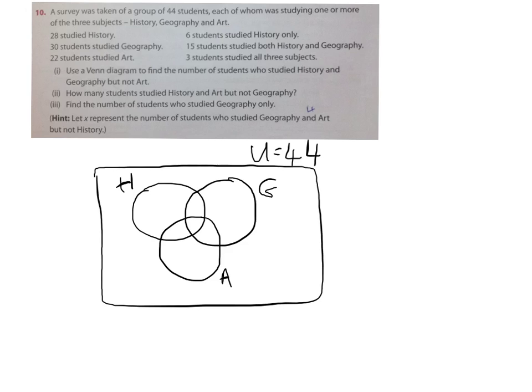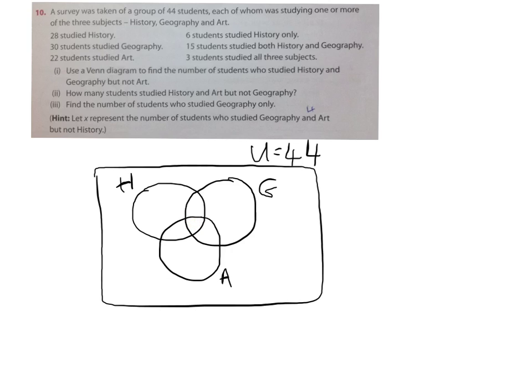So you can see they're all overlapping each other, so if somebody studied history and geography, that would go in this part here. If they studied all three subjects, it would go right in the center here, and so on. Right, so this is history, geography and art. The next thing I always do is I try to figure out what goes right in the center here. In other words, the students who studied history, geography and art.